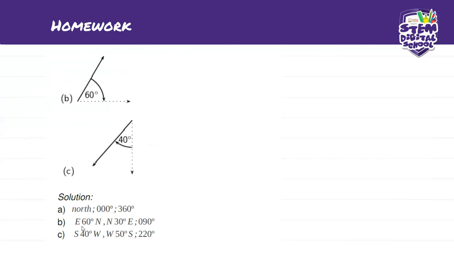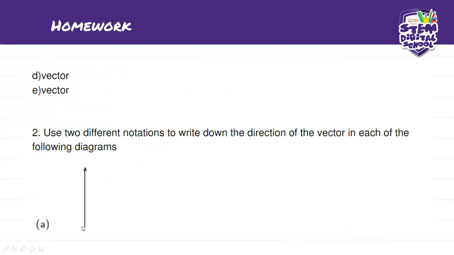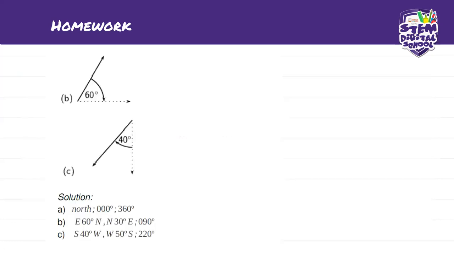I hope you guys understand what it means by notation. It means how you can identify this vector if you had to explain it in words. What is it? The notation, it's north. You can say north, you can say it's at 0 degrees, or you can say at 360 degrees.